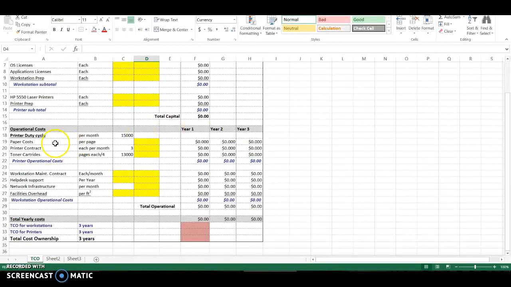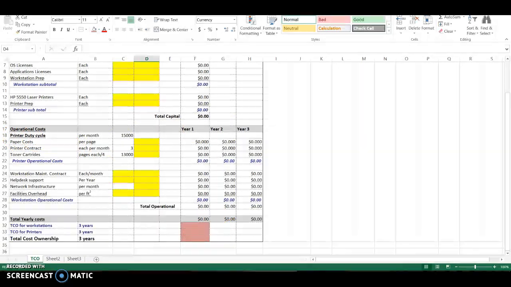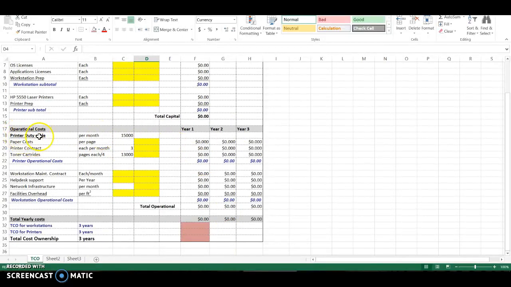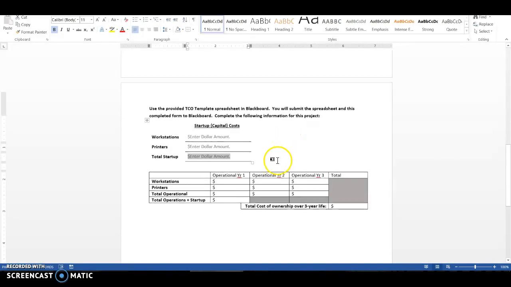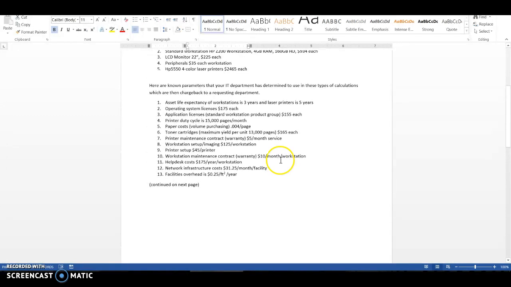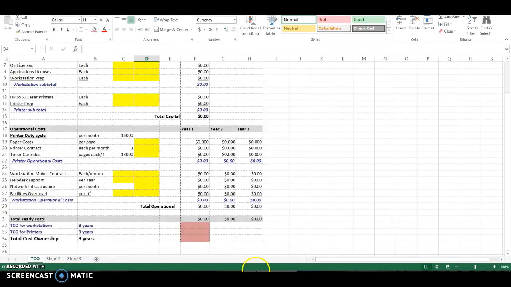One thing that I want to clarify is the printer duty cycle. Many students are confused about the printer duty cycle, and I just want to make sure that it's clear. I'm going to go over to the form and scroll up just a little bit. Here you'll see it in number 4. You have a printer duty cycle, which is 15,000 pages per month. All the duty cycle means is that you're typically going to be printing 15,000 pages per month on any particular printer. So that's all this means, that 15,000 number.